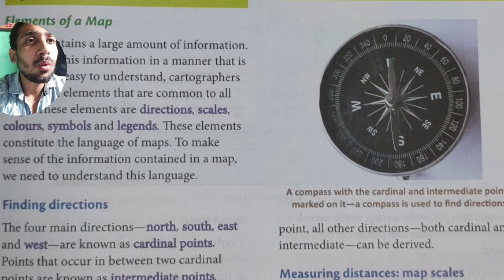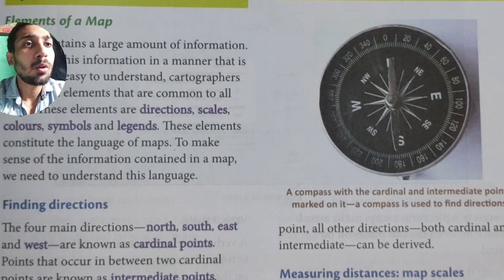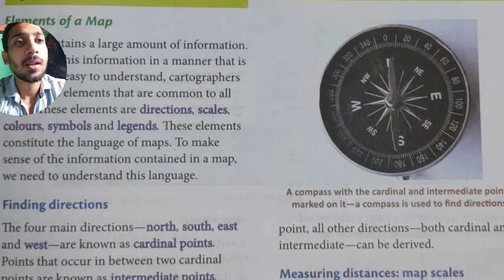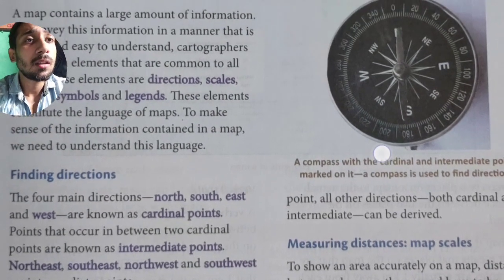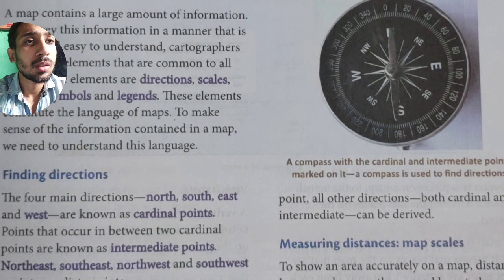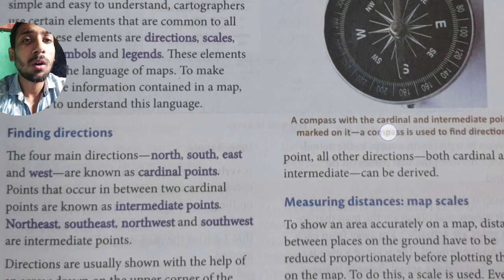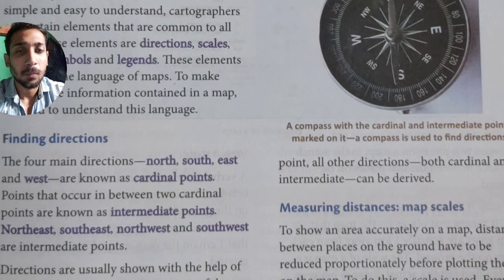If we need to locate a place between north and east, we say that the location is in the northeast direction. If we need to locate a location between north and west, we say it is located in the northwest direction. Similarly, we can go for southwest and southeast too. These points, northeast, northwest, southwest and southeast, are called intermediate points.